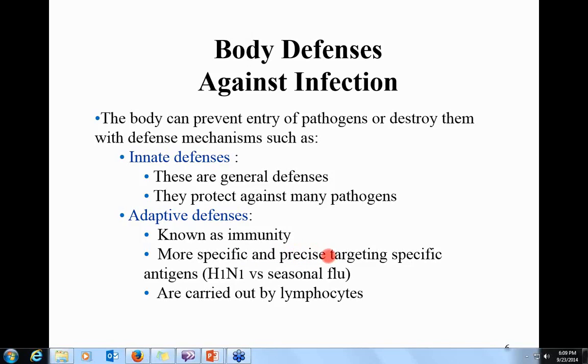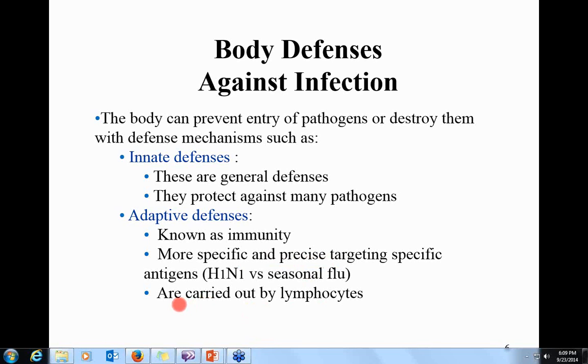If you might remember a few years ago when you went to get the flu vaccine, you could get the seasonal flu vaccine or you could get the H1N1 vaccine. The H1N1 vaccine would recognize only the H1N1 flu. It would not recognize the seasonal flu. And the seasonal flu vaccine, in turn, would only recognize seasonal flu antigens, not the H1N1.